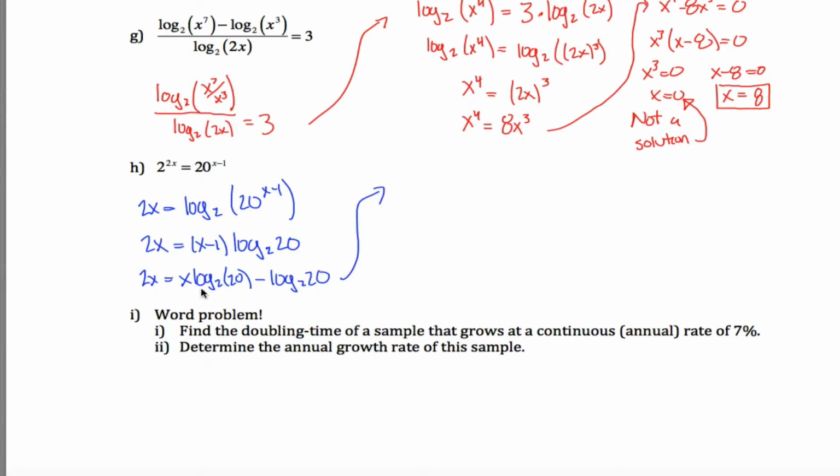So now I can subtract this x. Well, to keep things positive, let's add the log base 2 of 20 over to this side, and subtract the 2x over to this side. And then factor out an x. Should be consistent.